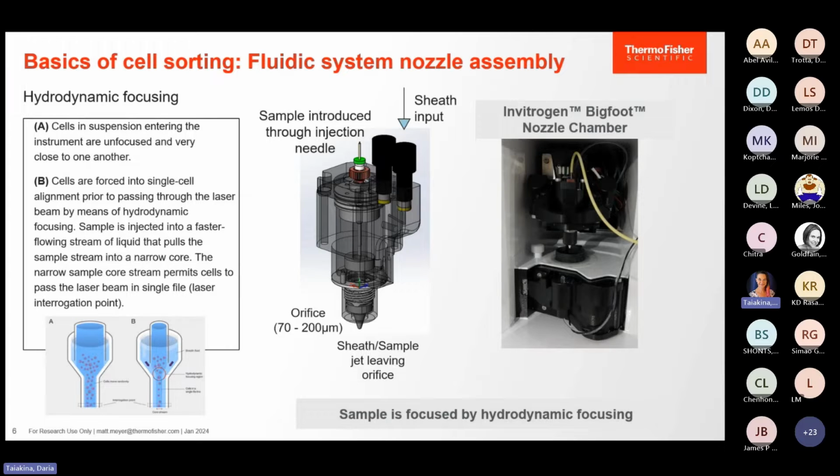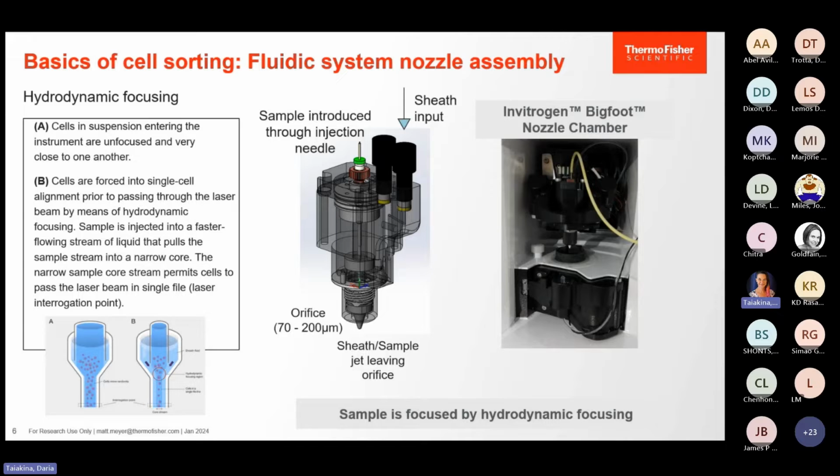As soon as you run your sample, it's going to hydrodynamically focus, and hydrodynamic focusing is what gives you a nice core stream. When the nozzle is vibrated, it's going to produce drops. Everything is going to flow smoothly down through the orifice, and once it's vibrating, you'll form drops.